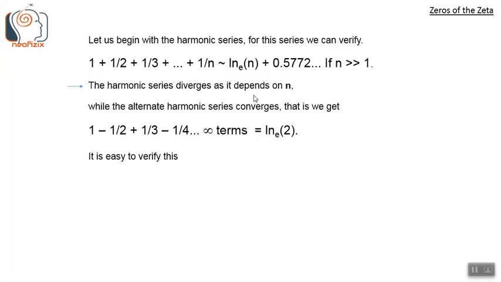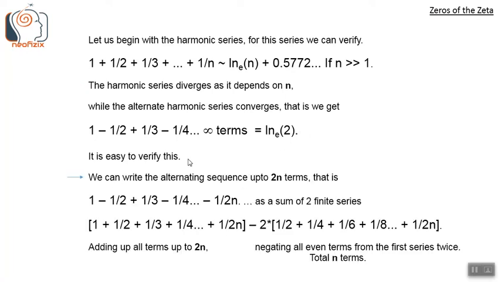The harmonic series diverges as it depends on n, that is, natural log of n, while the alternating harmonic series converges. That is, 1 minus 1/2 plus 1/3 up to infinite terms is the natural log of 2. It is very easy to verify this.